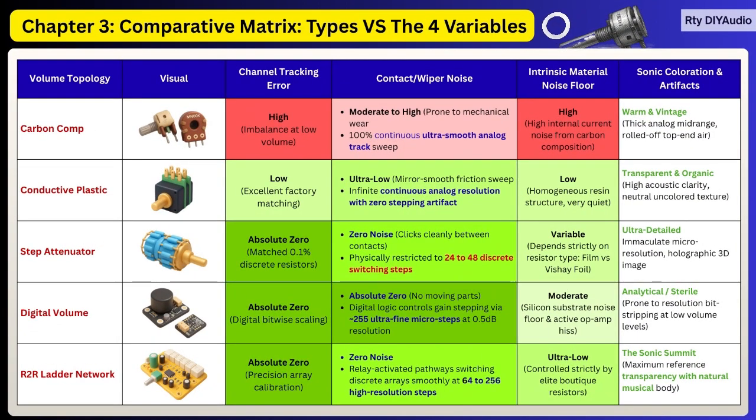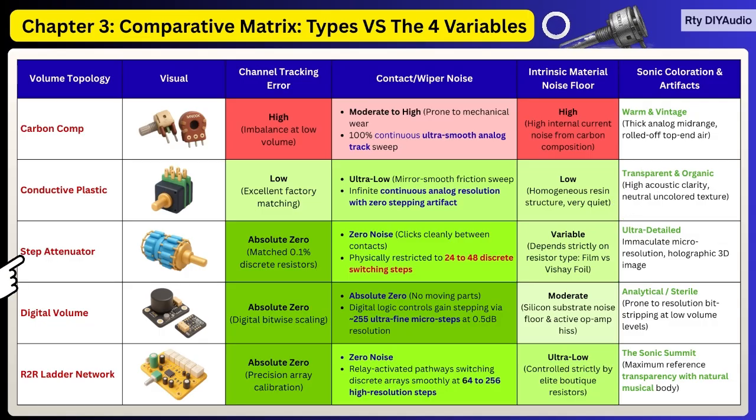Now that we have uncovered the critical electrical degradation factors from Chapter 1 and analyzed the 5 core topologies from Chapter 2, let's lock them together. Look at this comprehensive comparative matrix. We are laying down every single framework side by side against our 4 electrical variables to expose their true raw behavior. Watch how Carbon Comp trades terrible low-volume tracking errors for that legendary warm analog mid-range. See how Conductive Plastic smooths out friction noise while maintaining a transparent path.